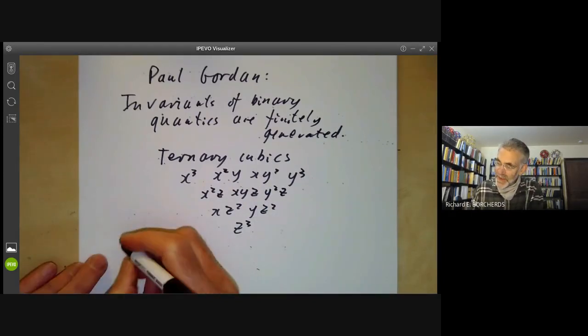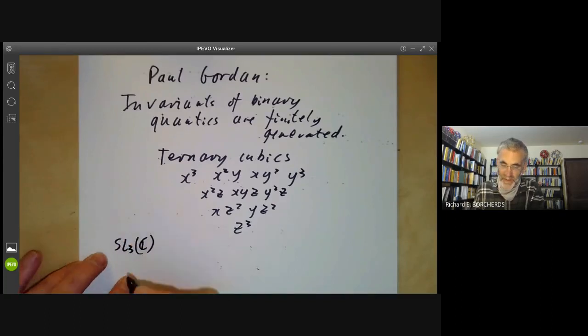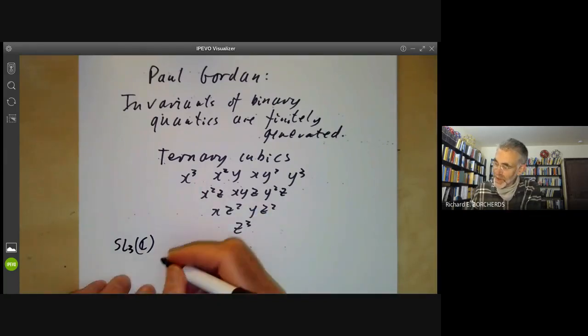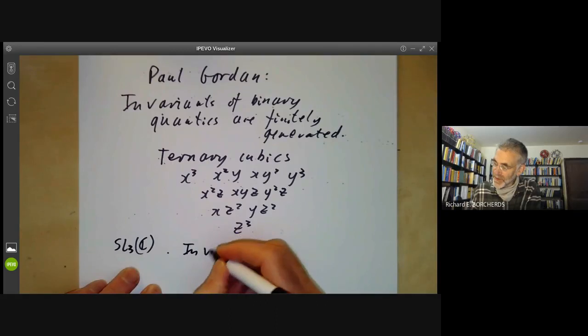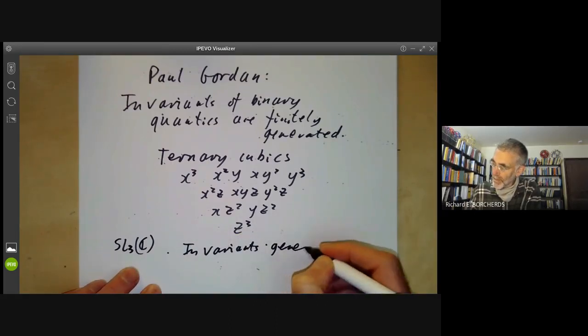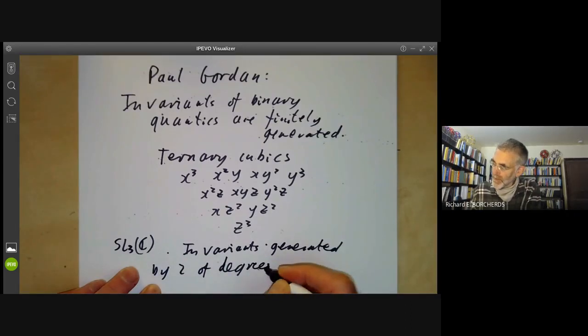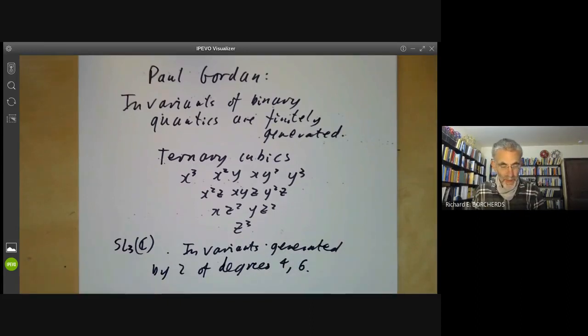And this is acted on by the group SL3 of C, which acts on X, Y, and Z in the obvious way, and therefore acts on ternary cubics. And you can ask, what are the invariants? Well, the invariants are generated by two of degrees 4 and 6. And what do these invariants of degree 4 and 6 look like?